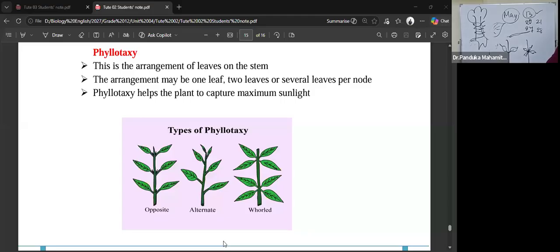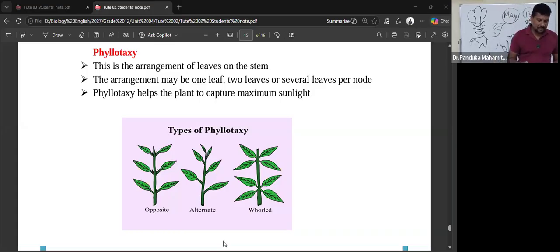So that is about the leaf size. Then, about the phyllotaxy, that means how the leaves are arranged surrounding the plant stem. This is the arrangement of leaves on the stem, and the arrangement may be one leaf, two leaves, or several leaves per node. Phyllotaxy helps the plant to capture maximum sunlight.